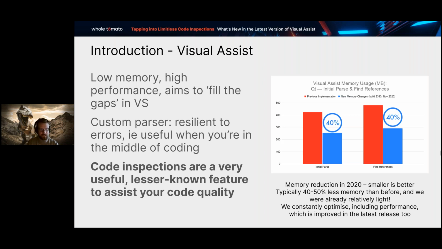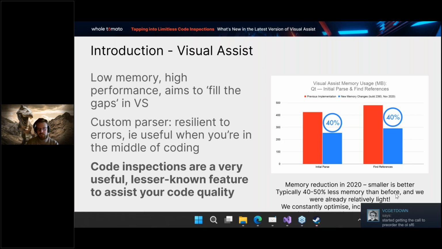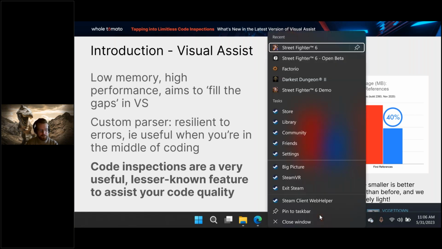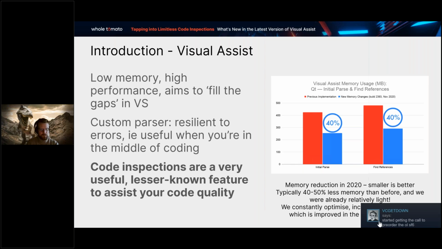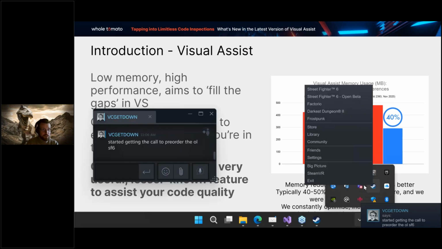It's fine for analysis of code, and we'll actually get to that with code inspections. But the majority of our functionality, such as the navigations, will work even when you have code that doesn't compile, and that's very deliberate, and it's one of the things we think makes our tool particularly special. But with that introduction, code inspections are a very useful feature that we've widely expanded in the most recent release, but they're lots less known than some of our more core features that I just went over. But they're really good for assisting your code quality.